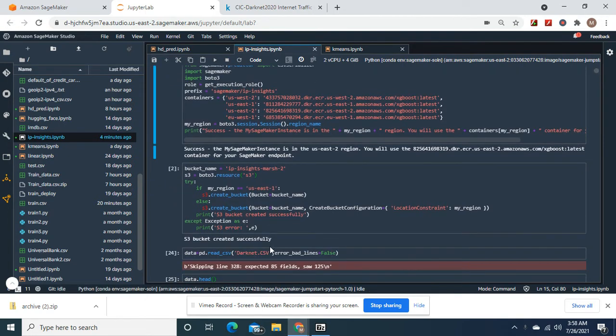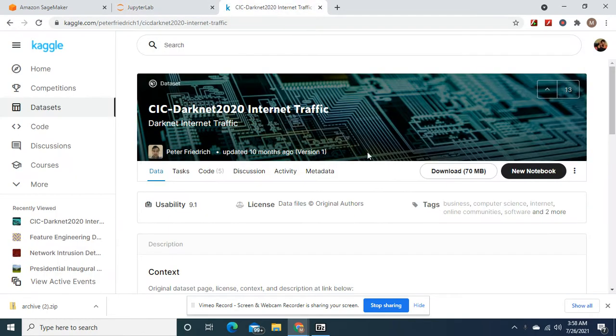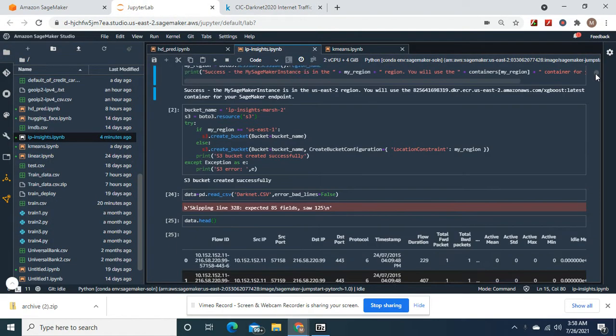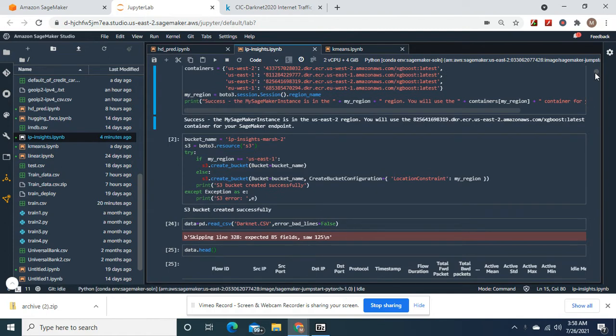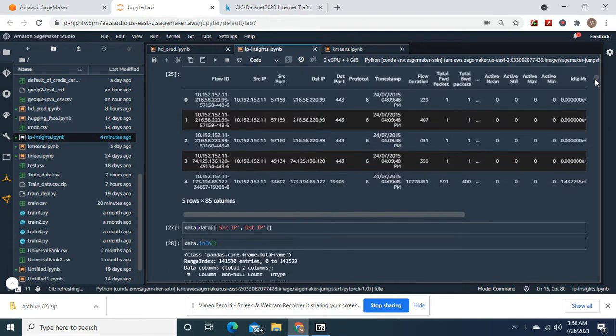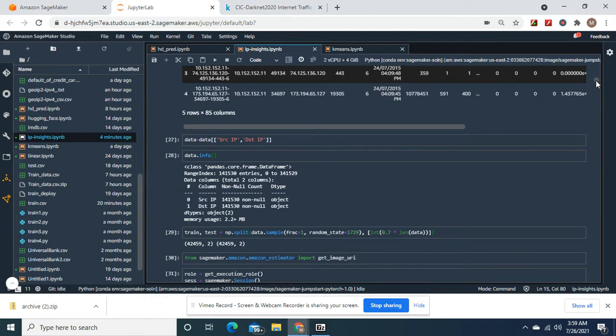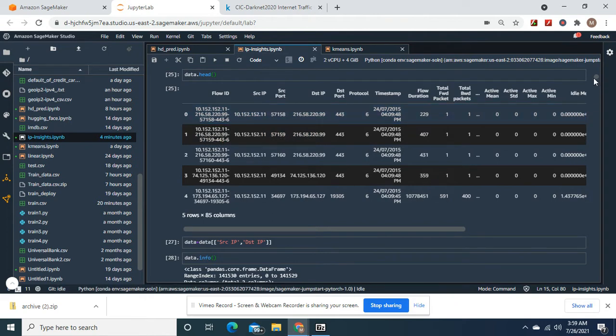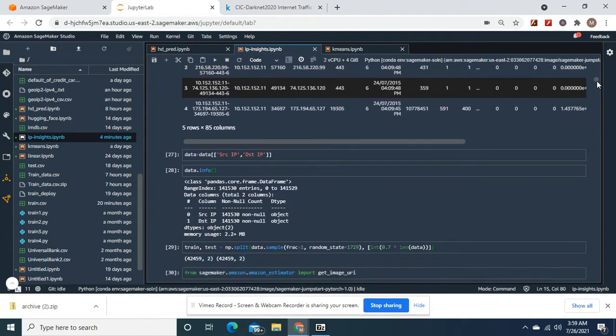Okay guys, I downloaded the dataset from Darknet because I couldn't find any others. So here's what I did. Error bad lines equals false, obviously. And then I did the SRP and the DST IP. Since this algorithm, they have to be IP addresses, nothing else. And there can't be any dashes or anything. That's why I didn't use flow ID. They have to be exact. This algorithm's pretty picky.